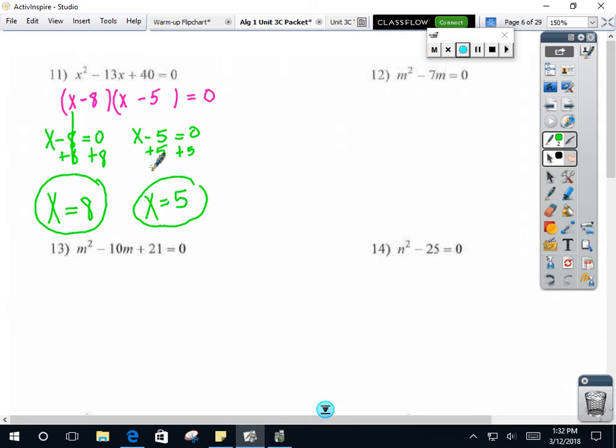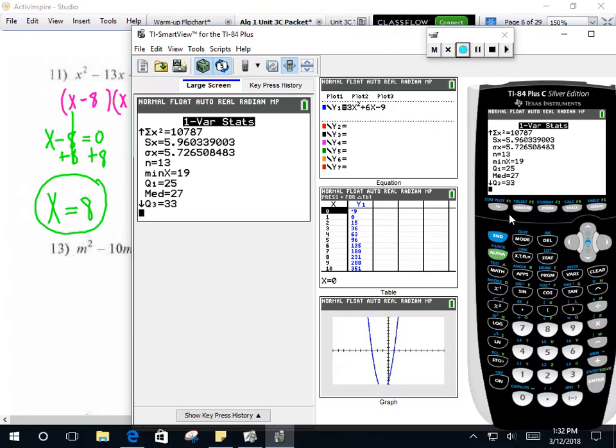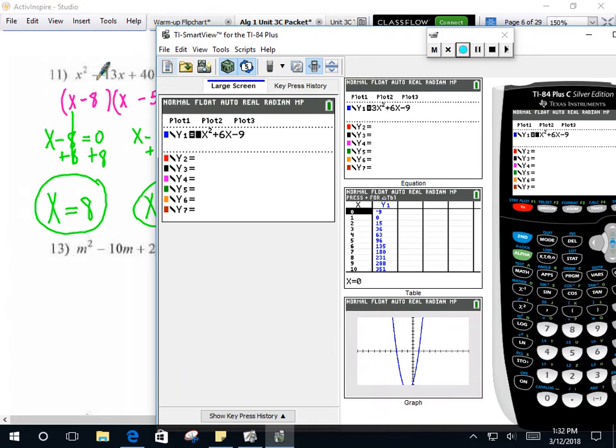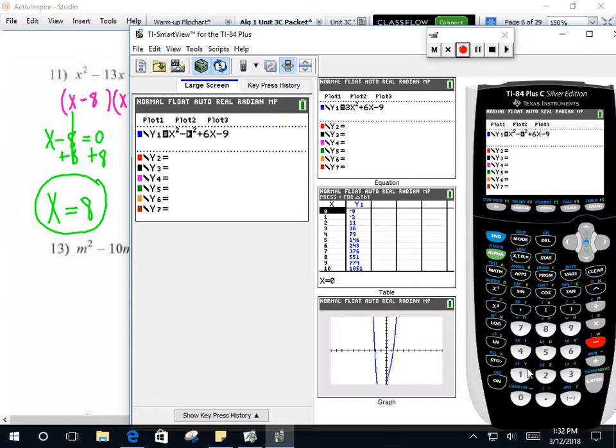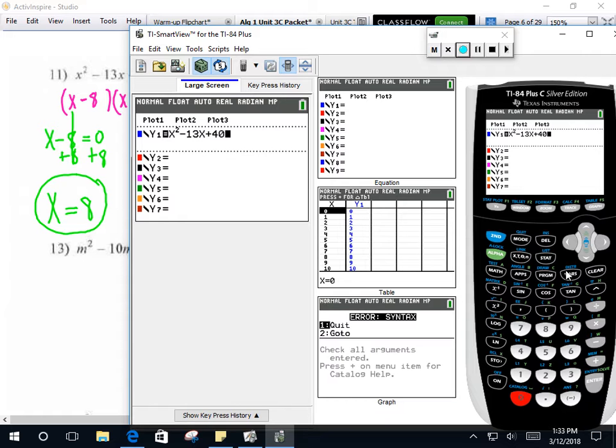On Friday, what else did I show you about them? Right, watch this. If I go to the calculator and I go to y equals, and I graph this, x squared minus 13x plus 40. Oops, I forgot to clear it out. Okay, let me try it again. X squared minus 13x plus 40.